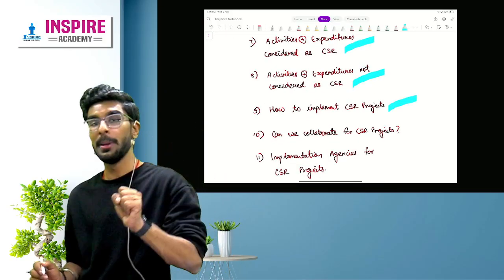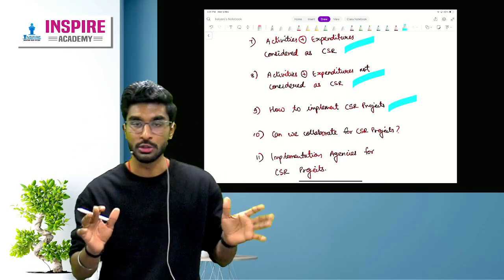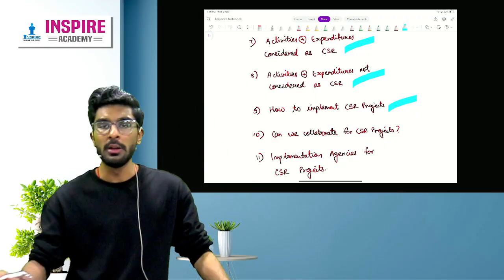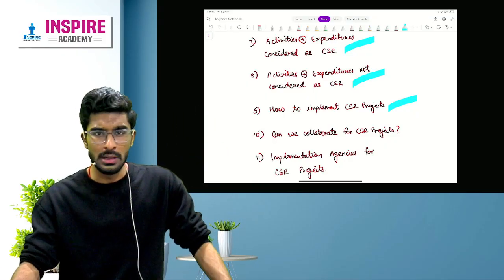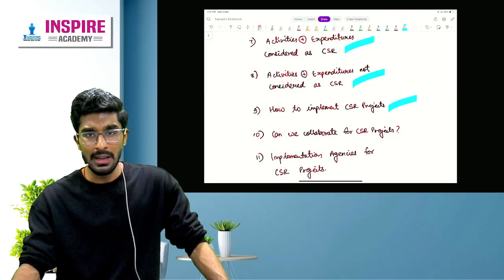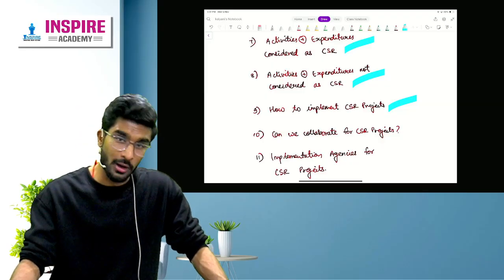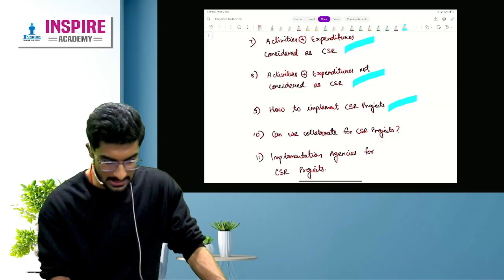So, how to implement a CSR project is also done. Now, people, we are going to understand, if a company is supposed to incur CSR expenditure, is it supposed to do it alone or can they collaborate with other companies? Let's understand.